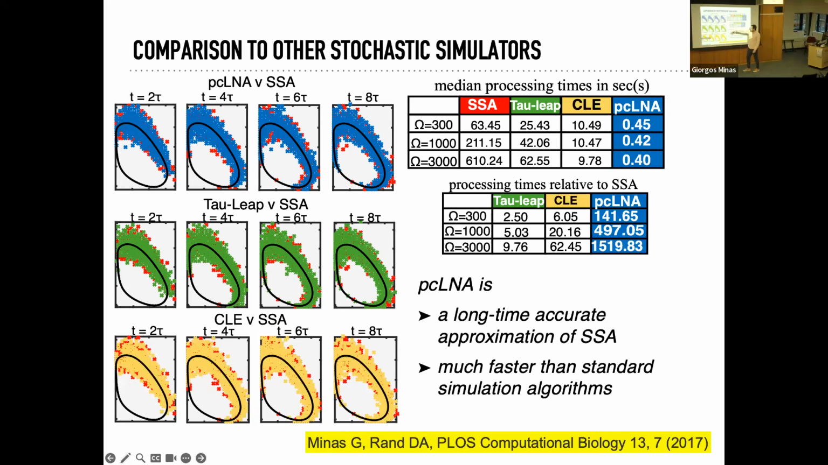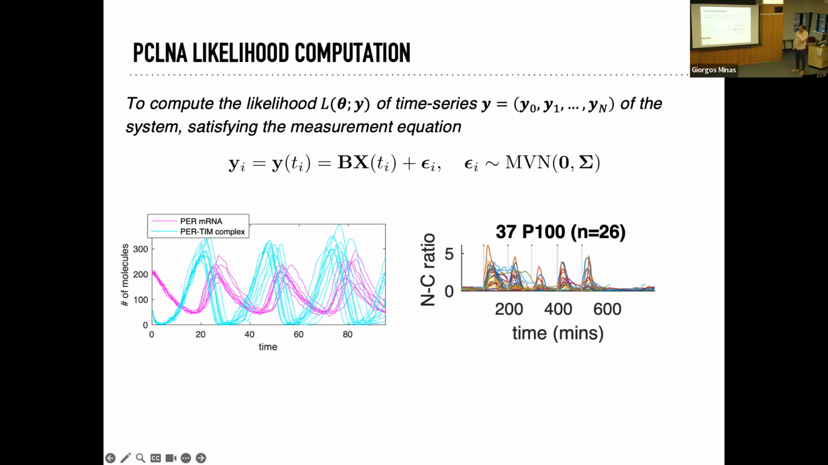We also compare to the standard competitors, the other methods you use to speed up the SSA, and it's still much faster than them. You see the times that they need: half a second for something that another needs 11 seconds or so. So that was good. Then what else can we do with that?